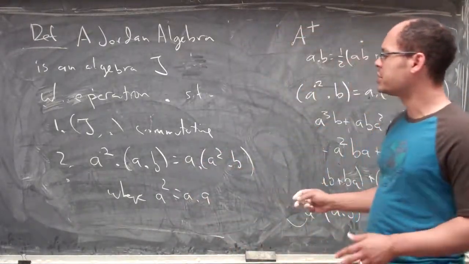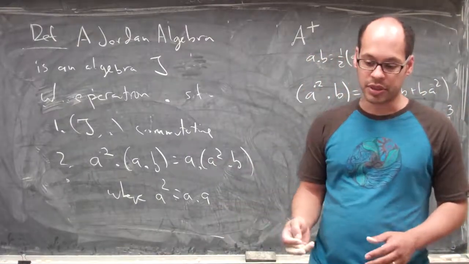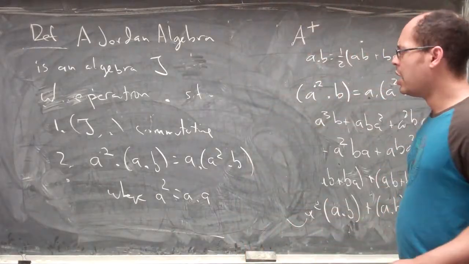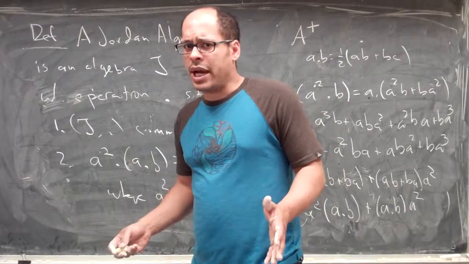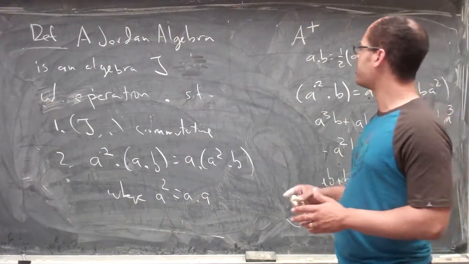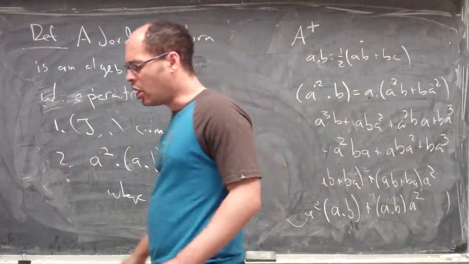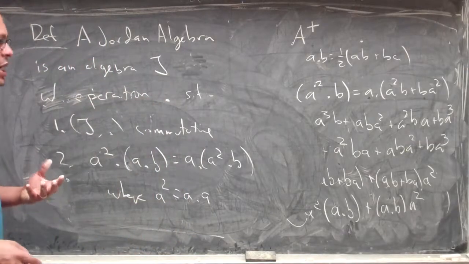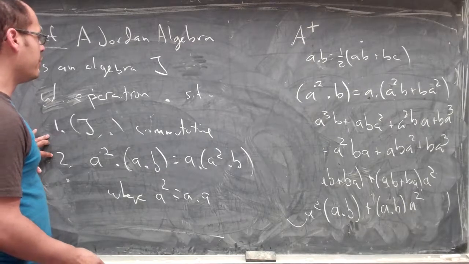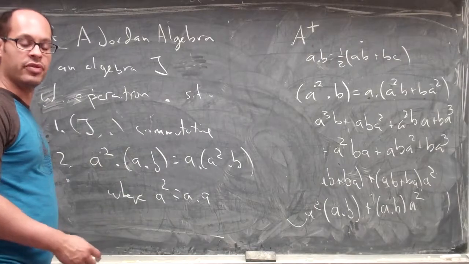Notice I skipped power associativity. We'll see later that power associativity will follow from these two axioms. But we'll see that later. But now one could ask, did we actually succeed in our mission? What did we actually want to do? We wanted to come up with some characterization of things like this and their subalgebras, just like happened for Lie algebras. So you could ask the question, if you satisfy these identities, then are you sitting inside of some A plus for some associative algebra A?